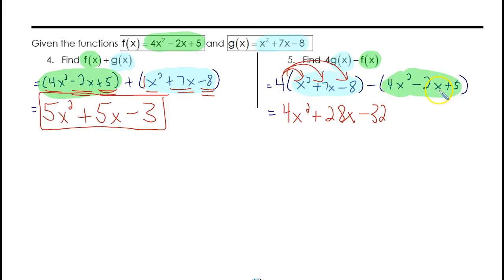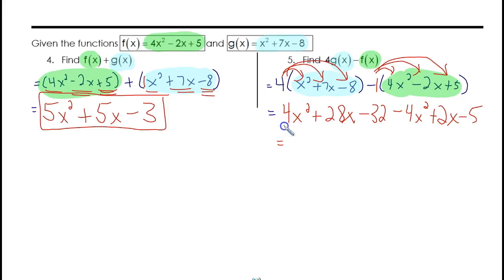Now, the second parentheses doesn't have a number in front of it, but there is a negative. And remember, anytime you're subtracting, it's like there's a negative 1 there that we have to distribute into the second parenthesis. So we're going to distribute here as well to get minus 4x squared plus 2x minus 5. And that just changes the signs in the second parentheses. Fix that x there. It doesn't look very good. 2x. All right, now we're going to put together our like terms.